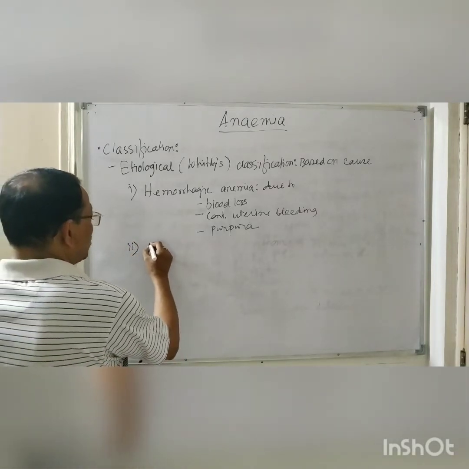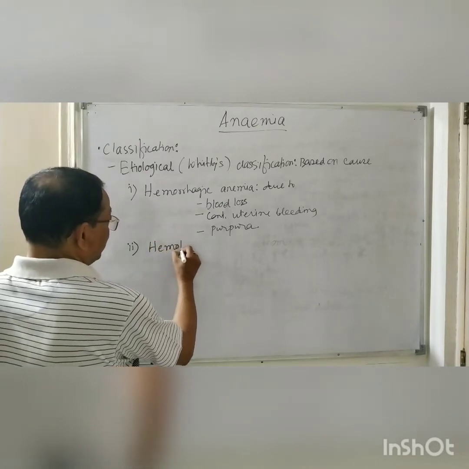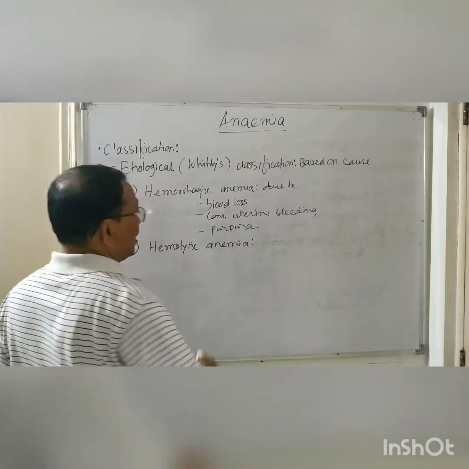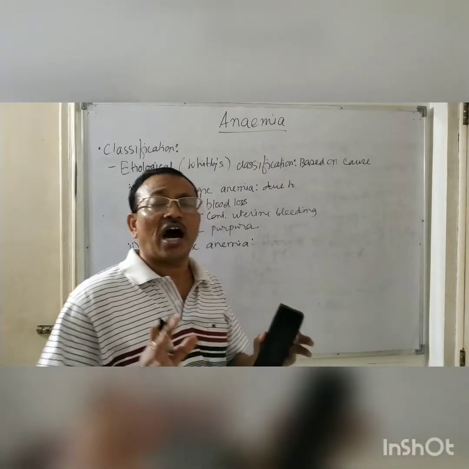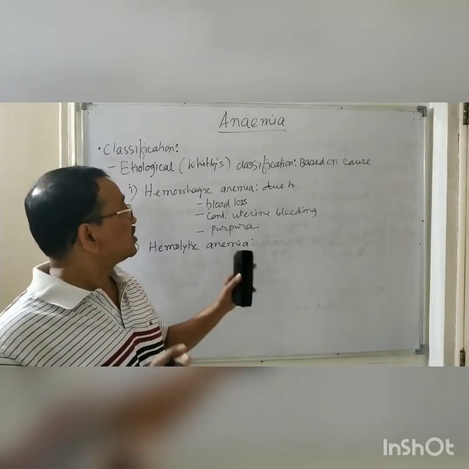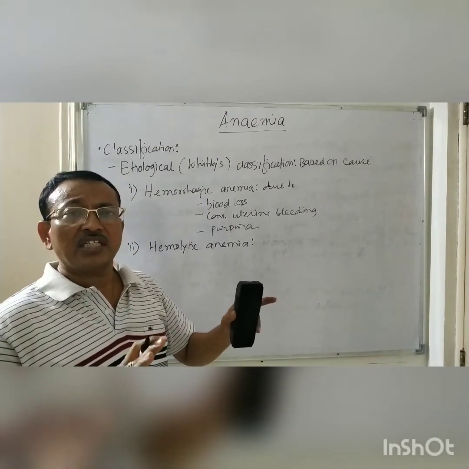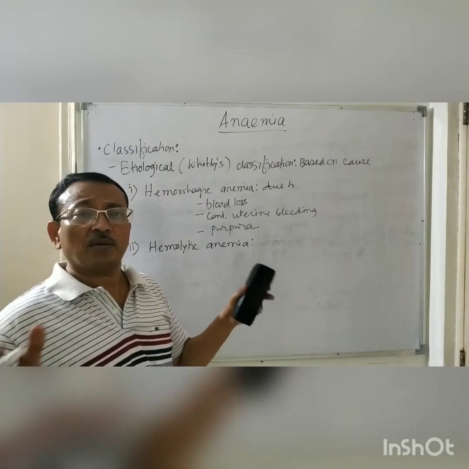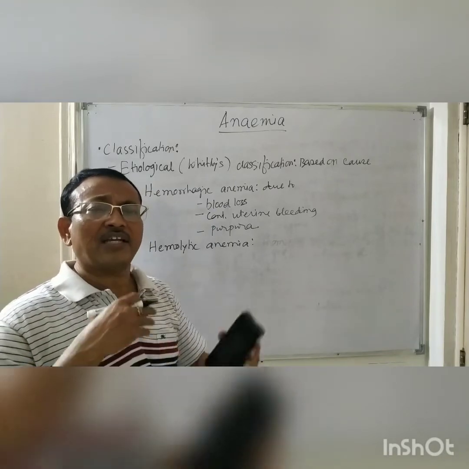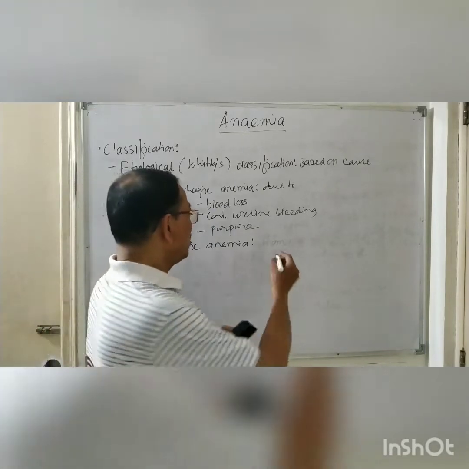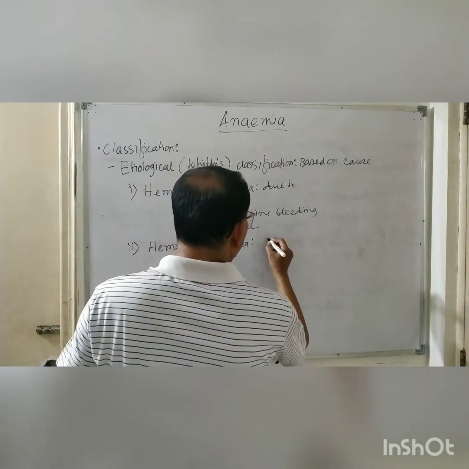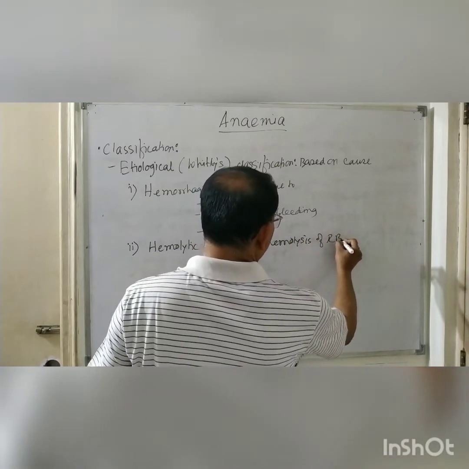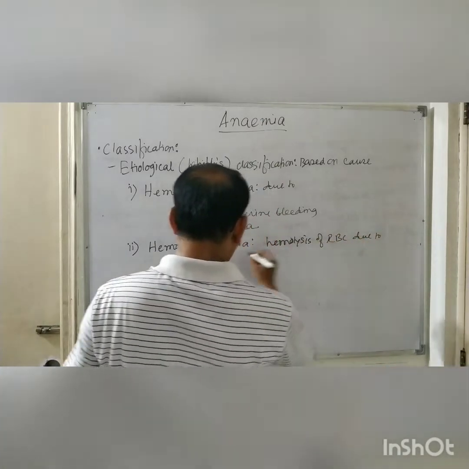The second type of anemia in the etiological classification is known as hemolytic anemia. In this case, what happens? Hemolysis of the RBC takes place. Blood is not getting lost from the body, but whatever RBC are there, they are very quickly and rapidly getting damaged, so there is hemolysis of RBC.